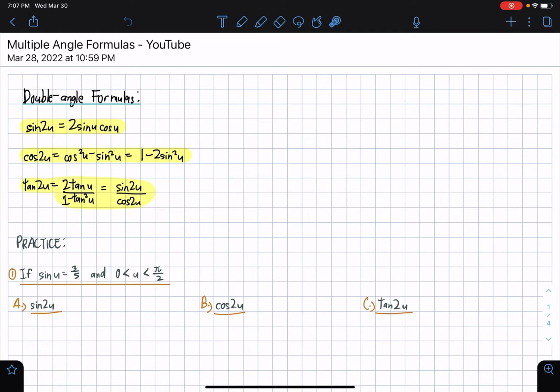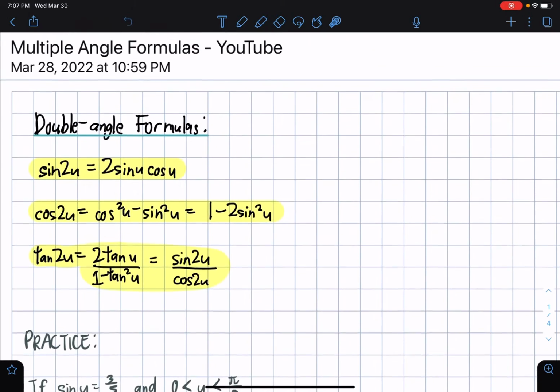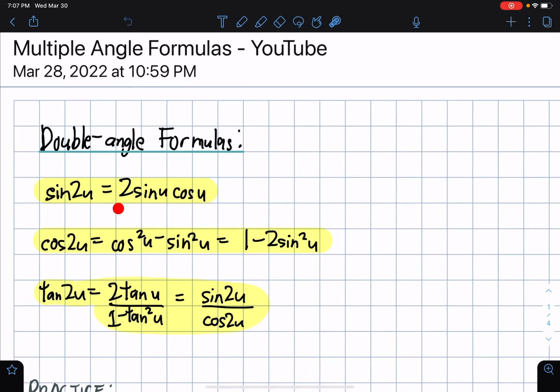So for the double angle formulas, we basically have three of them. We have sine 2u, cos 2u, and tangent 2u. For sine 2u, it's basically equivalent to 2 sine u cos u. So there's just one variable lying around, and that is the u variable.